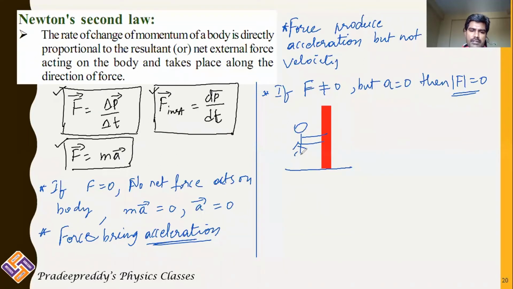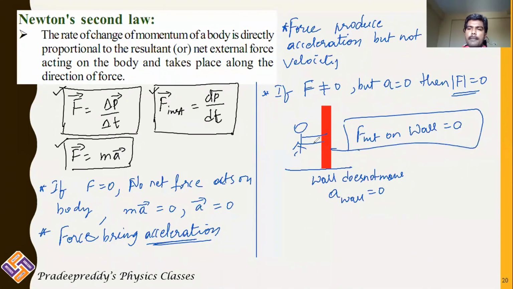He is applying force. He is putting some effort and he is applying the force. When he is applying force, does this wall move? The wall does not move. If the wall is not moving, what about the acceleration of the wall? Acceleration of the wall is equal to 0. If acceleration of the wall is equal to 0, it means that F net on the wall is equal to 0. So that means there is no net force acted by this person on the wall.